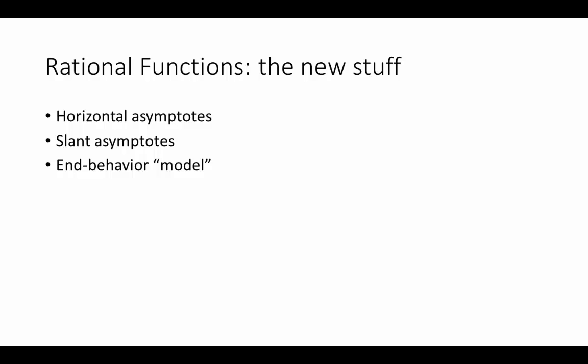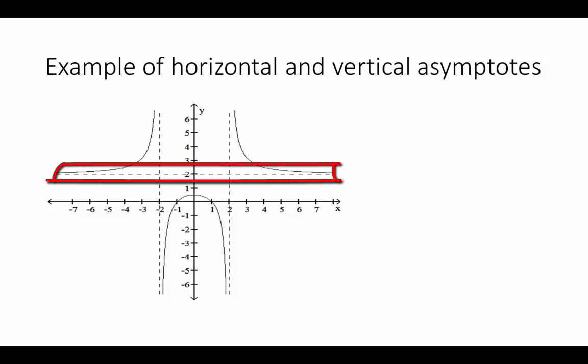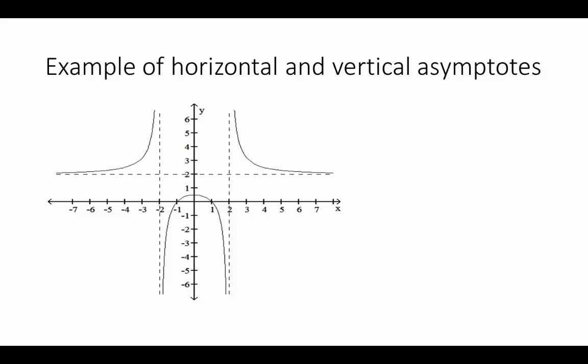Let's look at some examples. This graph shows a rational function with two vertical asymptotes and a horizontal asymptote. The vertical asymptotes are indicated by the dashed lines on the graph. Algebraically, they are given by the equations x equals -2 and x equals 2. The horizontal asymptote is also indicated with a dashed line on the graph. Algebraically, it is given by the equation y equals 2. The end behavior model will also be the equation y equals 2.